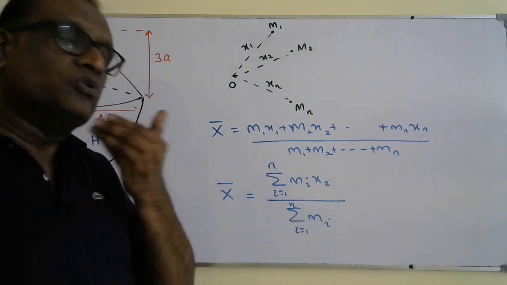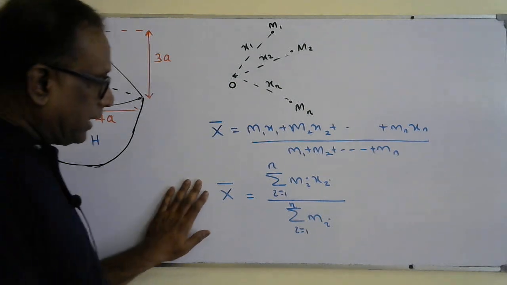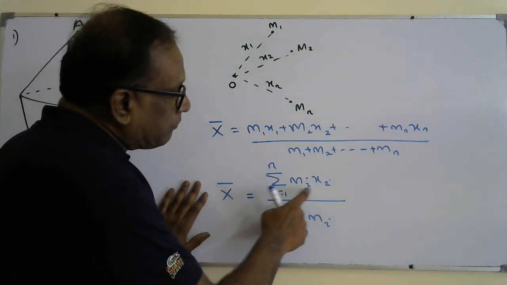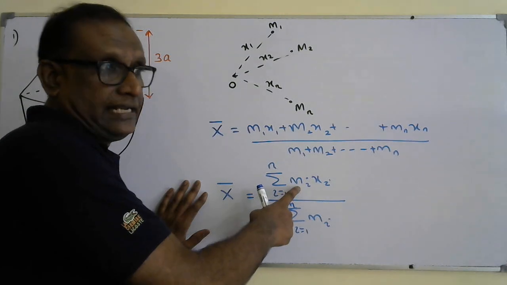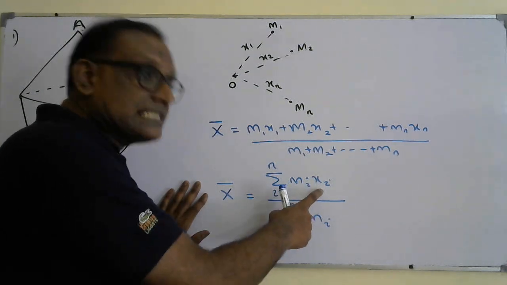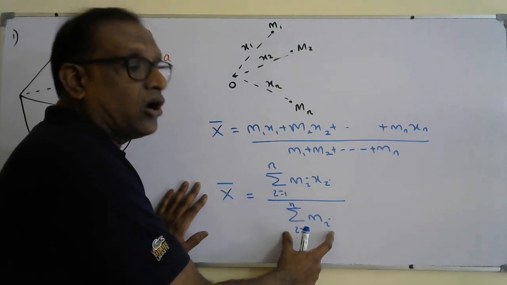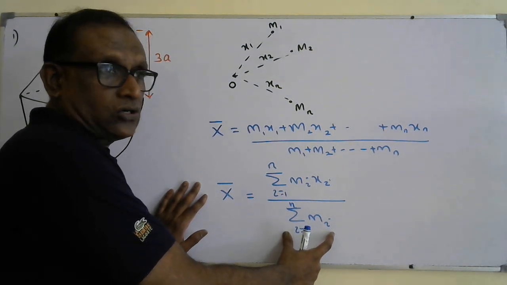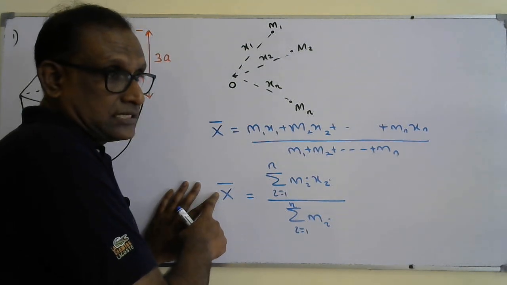Okay, so we are going to use the same principle in this question. Nothing new, same principle: x bar equals sigma mi xi over sigma mi, where mi is the mass of each particle or each object and xi is its center of mass from a point. This is the total mass of the system of particles or the system of objects. This is the center of mass of the system of objects.